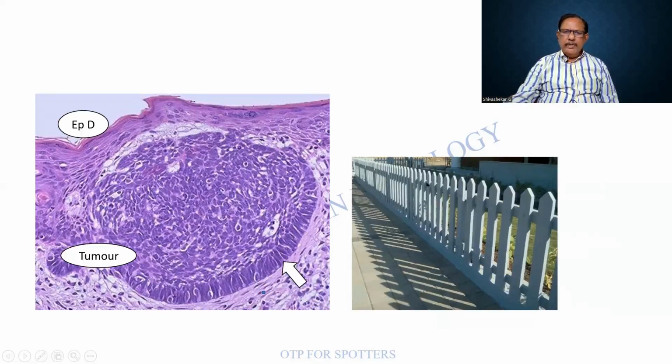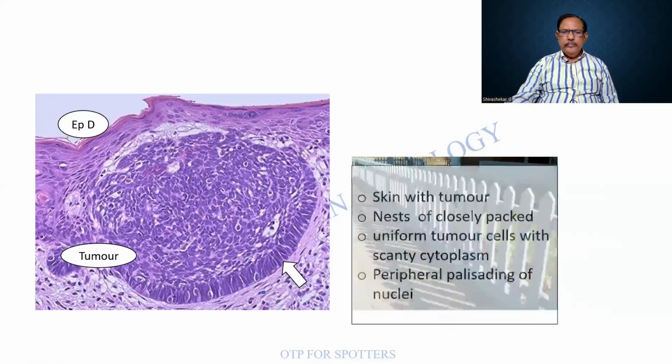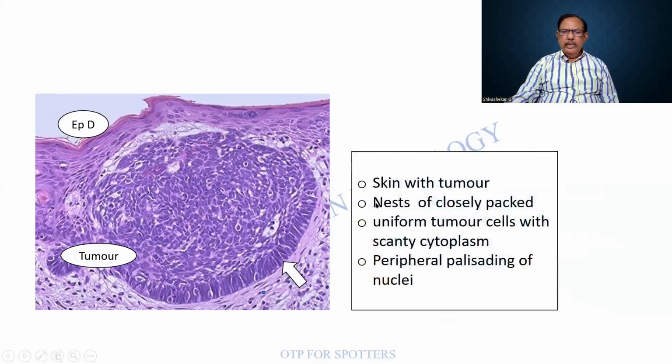What is a picket fence? Look at the fence over here. You find that the arms are all parallel to each other. And this is usually seen in a garden or in a side of a railway station. So the description is skin with tumor, nests of closely packed uniform cells, scanty cytoplasm, peripheral palisade. By heart this, the diagnosis is basal cell carcinoma.